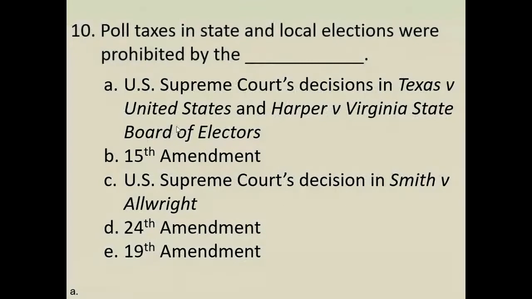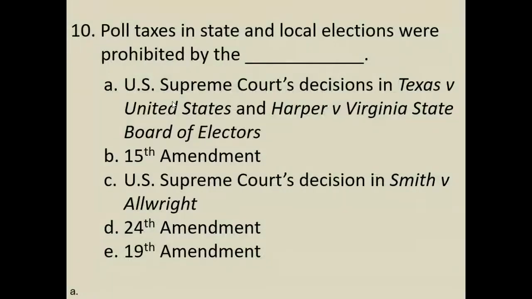Poll taxes in state and local elections were prohibited by. So we had the previous question about poll taxes and the 24th Amendment. What did the 24th Amendment do? It made poll taxes illegal in national elections, presidential and congressional elections. Right? But after the 24th Amendment was ratified, a number of states, including Texas, decided that, well, we may not be able to impose a poll tax with respect to presidential or congressional elections, but we're going to continue to do it in governor's elections and in state legislative races and any other state and local elections. And the Supreme Court struck that down in the Texas versus United States and Harper versus Virginia State Board of Elections cases.